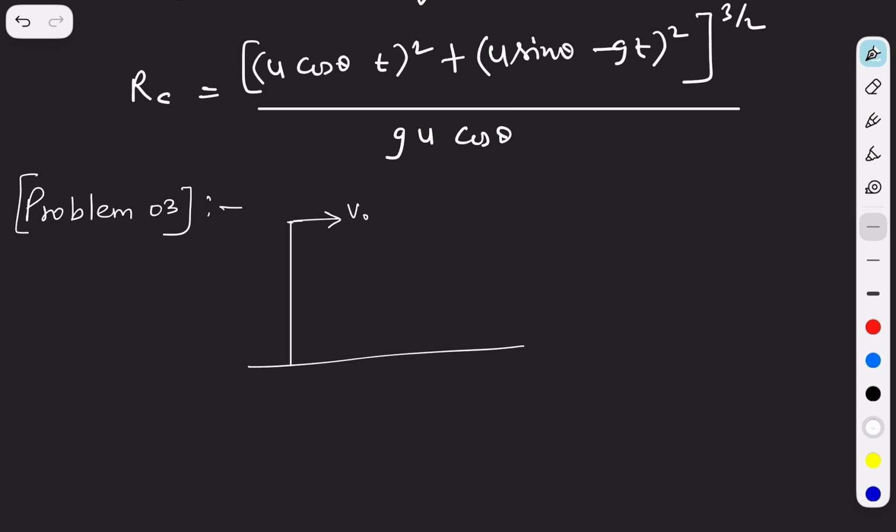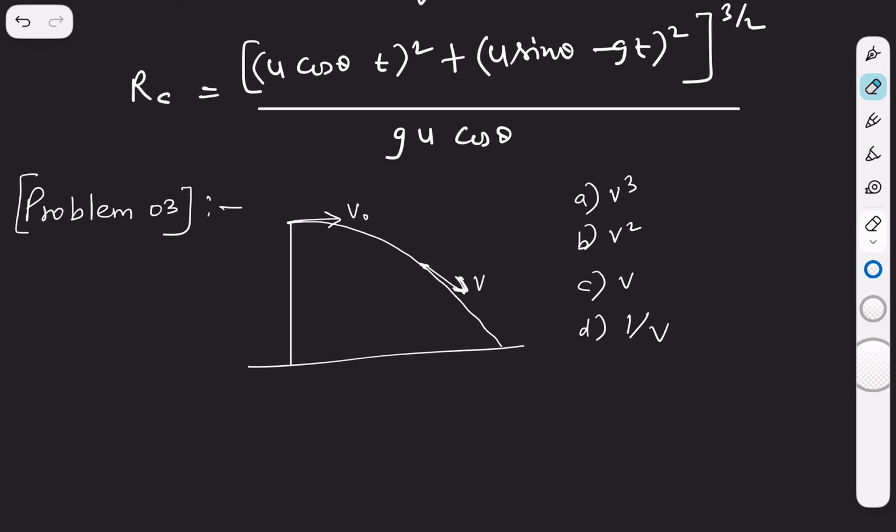Of course it will go like this, and let's say at any moment the velocity here is v. Then the radius of curvature of the path of the particle at that instant is directly proportional to: options are a) v cube, b) v square, c) v, and d) 1 by v. Of course this is also an easy problem. Let's see how we can solve it.